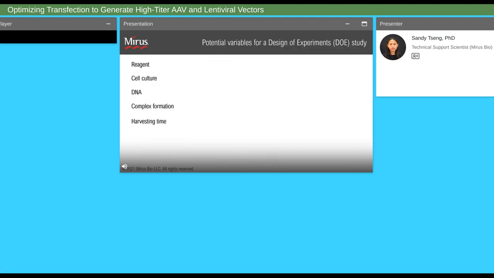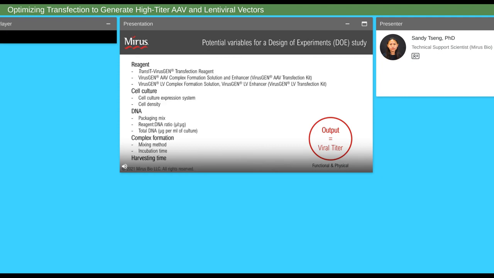So to summarize, here are some potential variables you could consider for an optimization study. Obviously, one of the important outputs in such a study would be the viral titer, with the goal being to achieve maximal functional and physical titer. A true study of a matrix of all these variables is a huge undertaking, and here are some of the variables that I mentioned today.